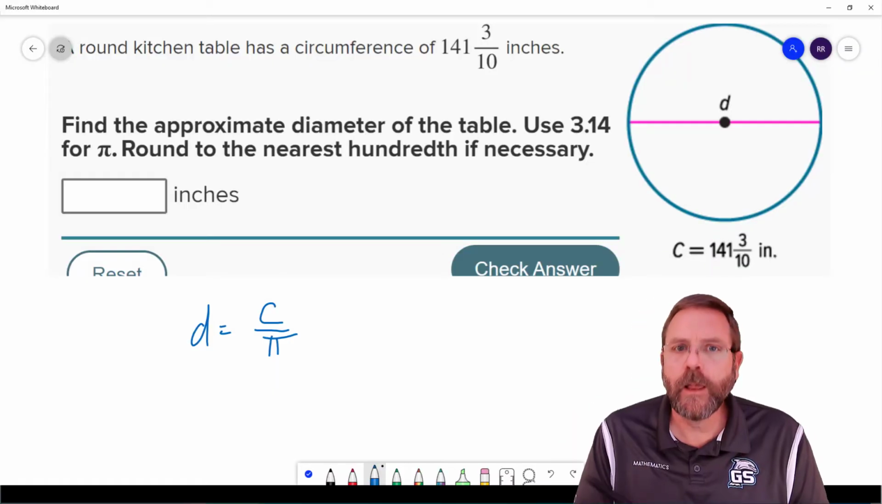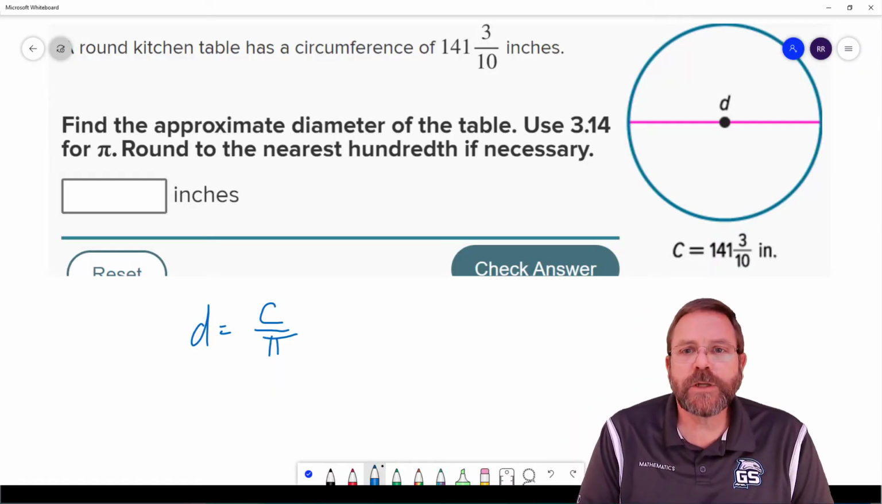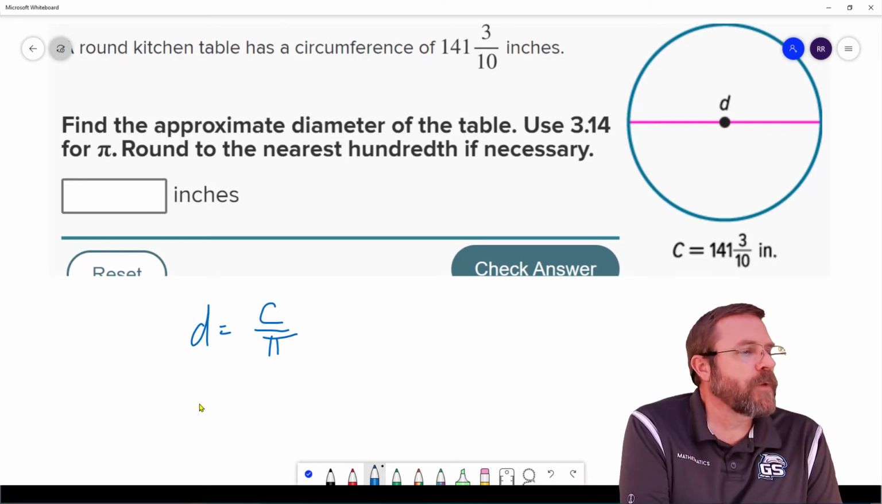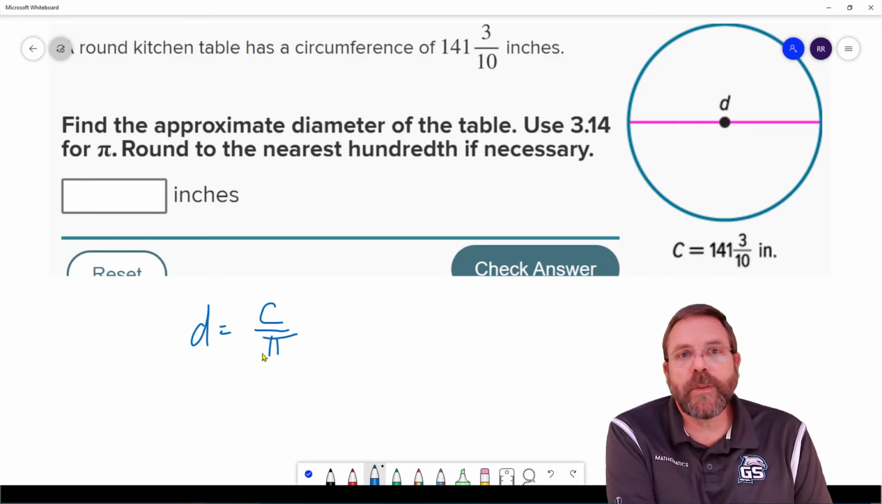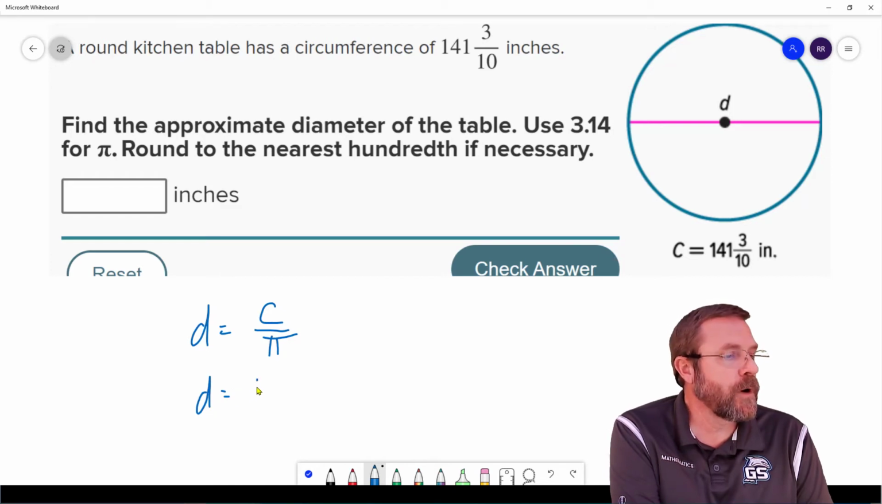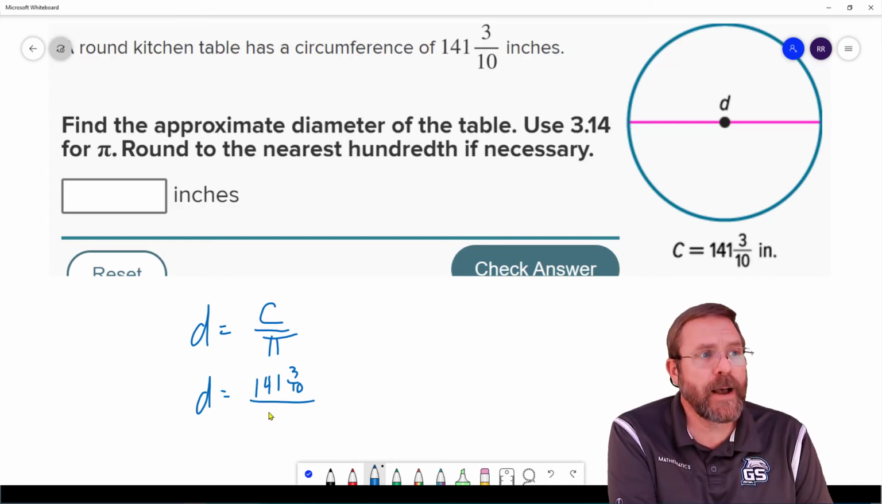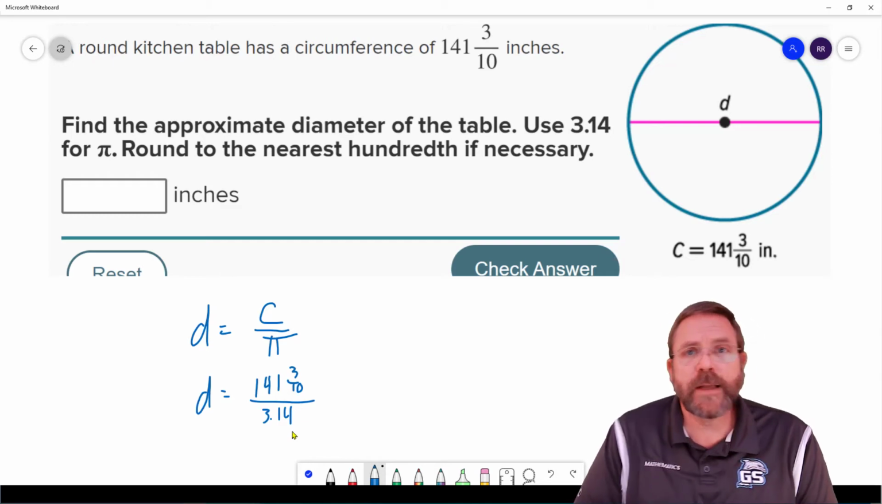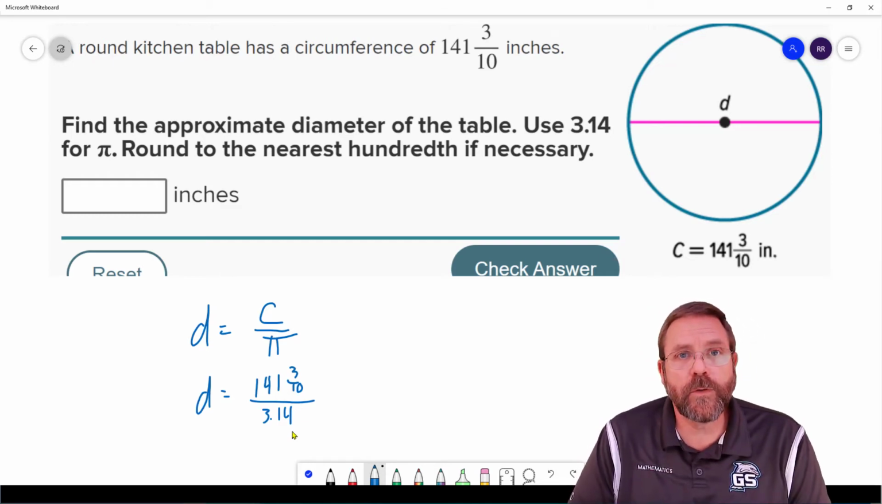Alright, I've got it set up on my scratch page, and we can see here we've got it set up to where we use the formula they provided us. It says diameter is equal to circumference divided by pi. So the diameter is equal to the circumference, 141 3/10, divided by pi, which is going to be 3.14. Well, that's not real fair at all to work with looking like that, but let's try something different.